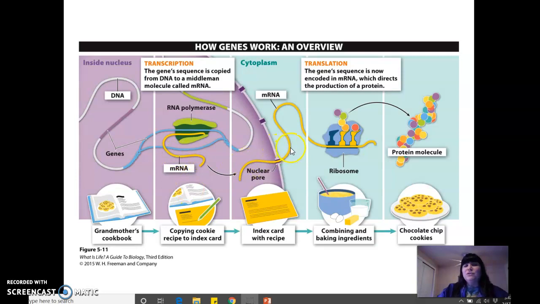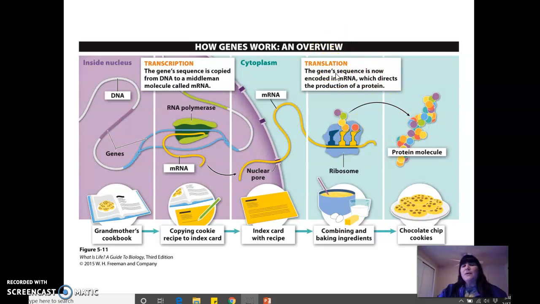It leaves the nucleus through the nuclear pores, goes into the cytoplasm, and then translation happens, where mRNA, ribosome, and tRNA, the T stands for transfer, and amino acids come together, and we build a protein, and this is the end product. So you can think of transcription, DNA to RNA, that's transcription. Then RNA to protein, that's translation.